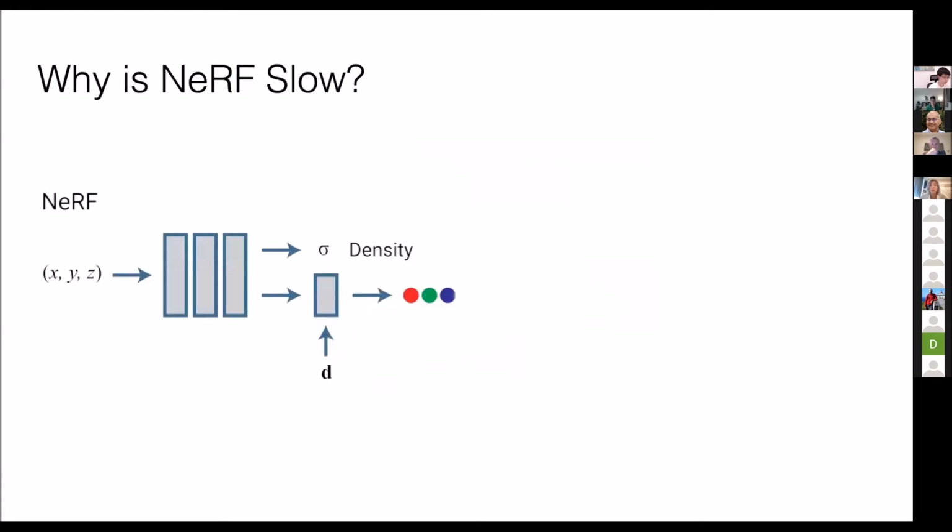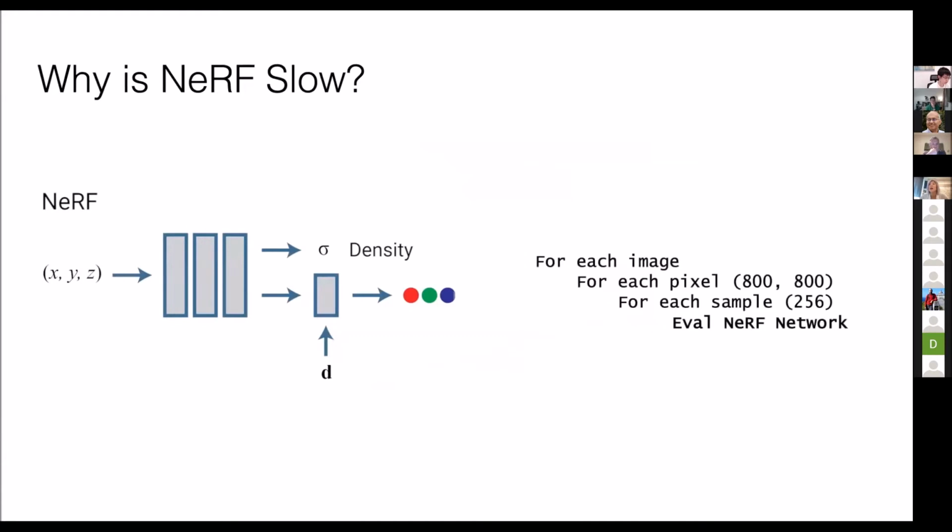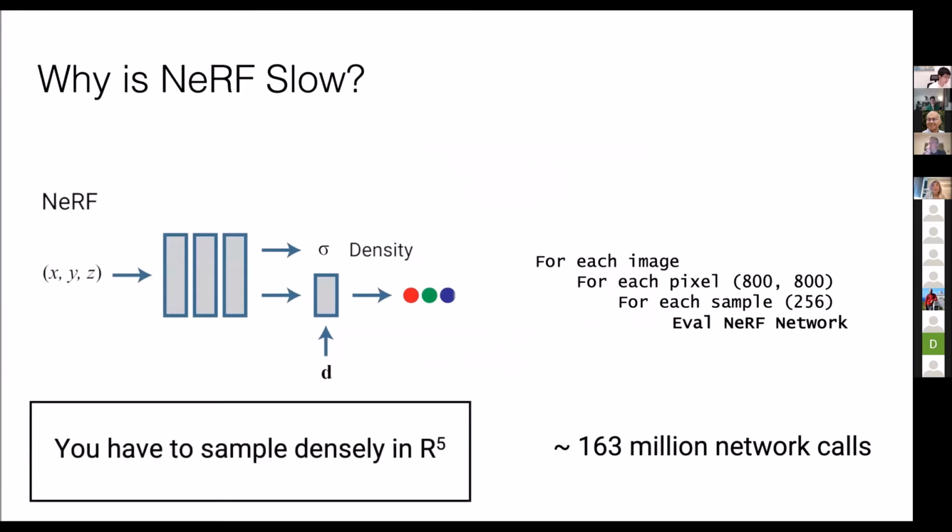So the number one reason that it's slow is the sampling necessary. For every single image that you want to render, for every single pixel, you have to shoot a ray in the world, and for every single sample, for every single viewpoint, you have to actually ask this network what the color and the density is. So you have to sample densely in this R5, or more like R3 first, which is the expensive part.